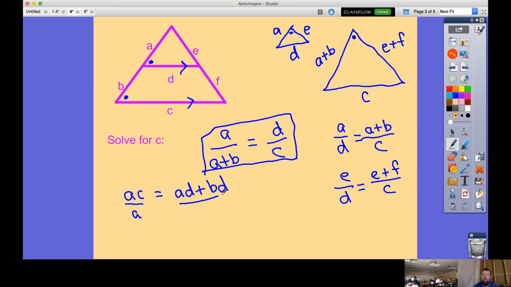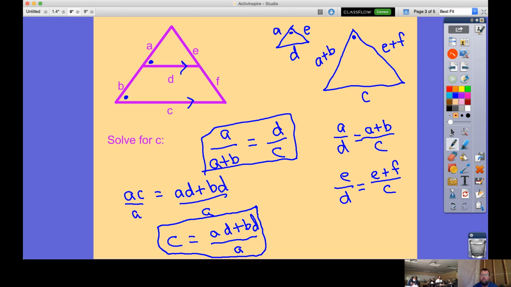Yep, divide by A. So C equals 80 plus BD over A. Is there anything that we can do to simplify this fraction? No. I mean, technically, we could pull a D out, but it's not going to cancel with anything on the bottom. So it doesn't help us at all to do that. So we can just leave it that way.